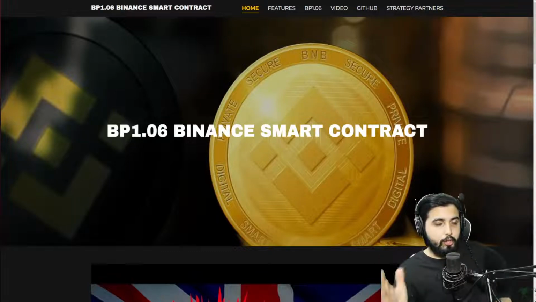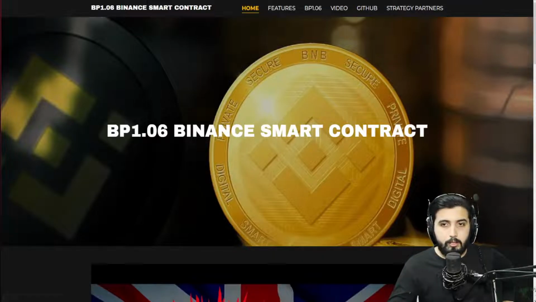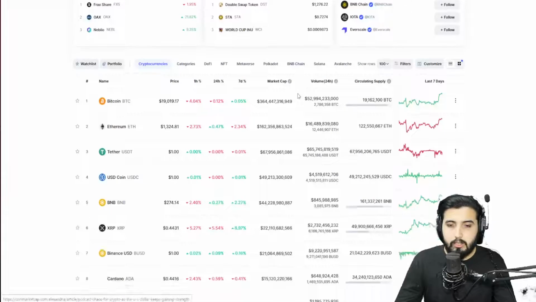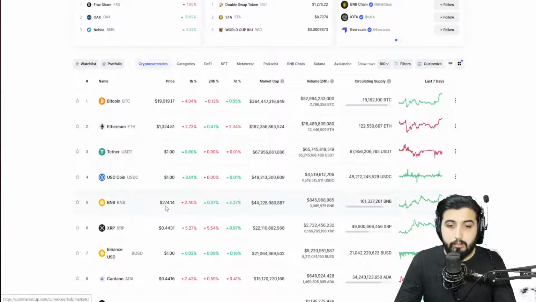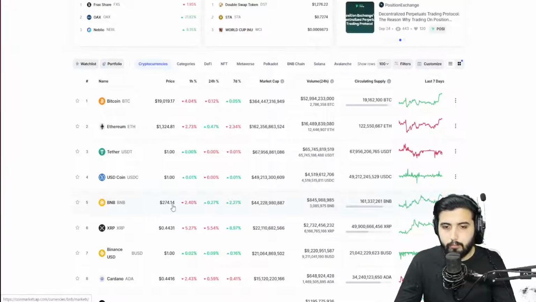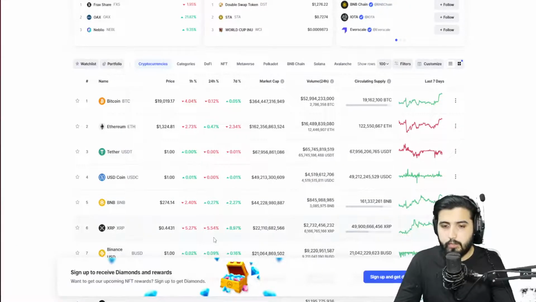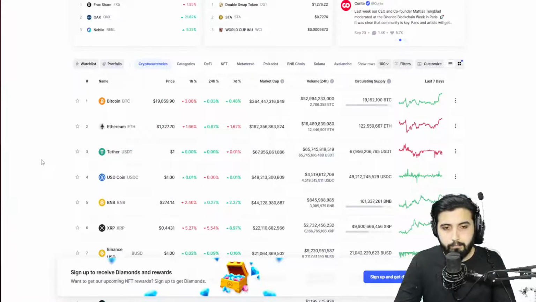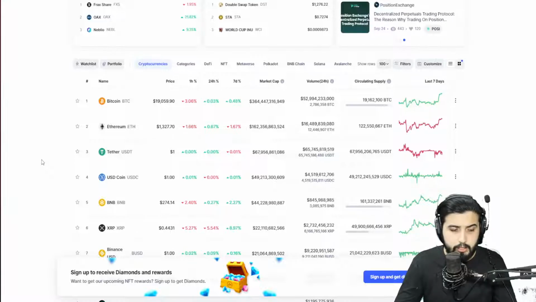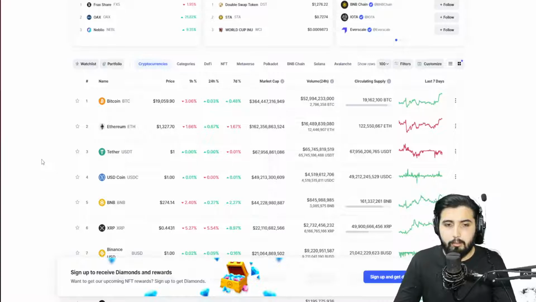You can trust this platform with 1.06 BNB. If you go to CoinMarketCap, you can see the price of BNB right now. It is currently trading at 274.14. There was a 2.40% decrease in the price over the last hour, but overall it is increasing. There are different situations, especially with Russia, because of the threats, it really hits the market badly. But we have seen this happen more than once.